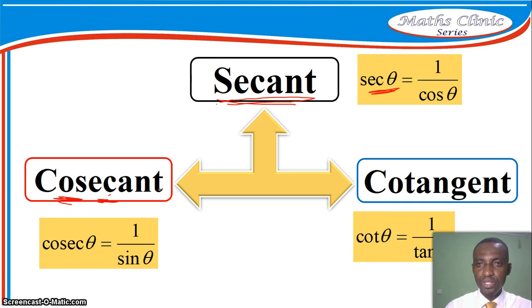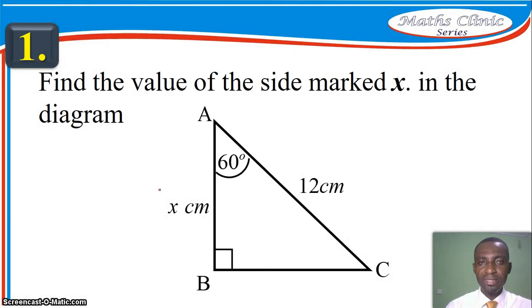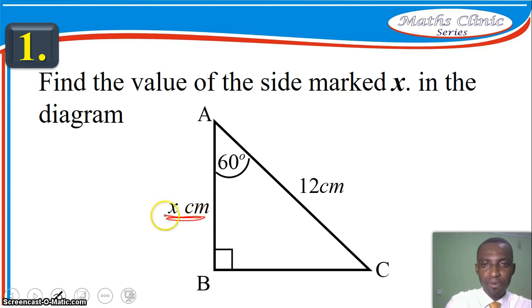Before we end this video, let's take one example of how to use SOHCAHTOA in solving a triangle question. So we'll take example number 1. The remaining examples will be handled in our next video. In this question, the question says find the value of the side marked x in the diagram. So we want to find the distance for x.